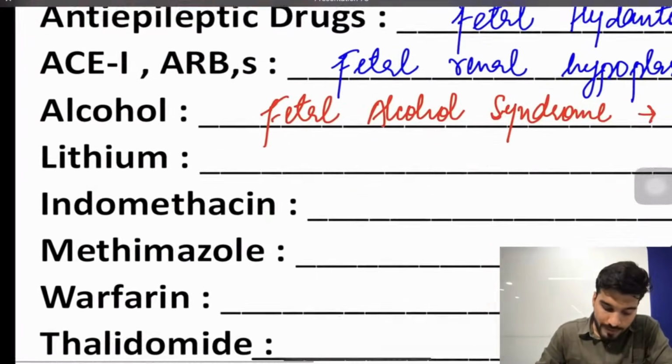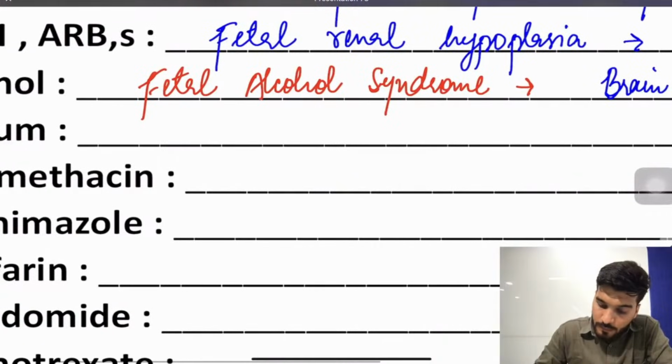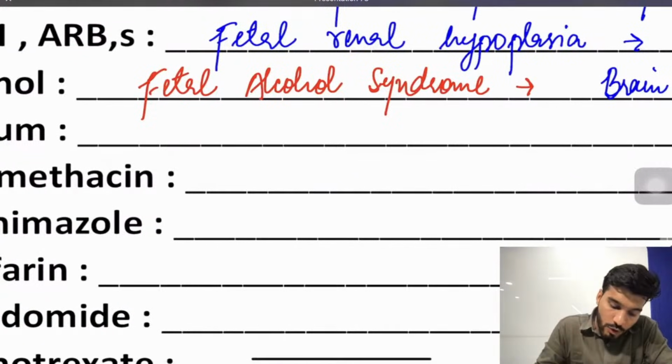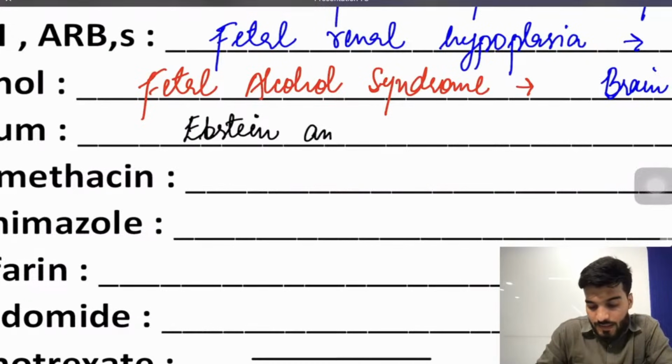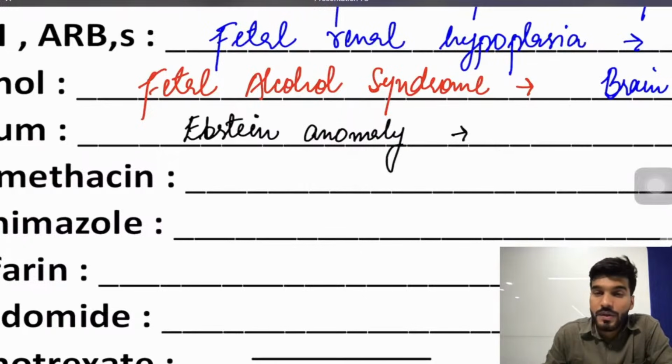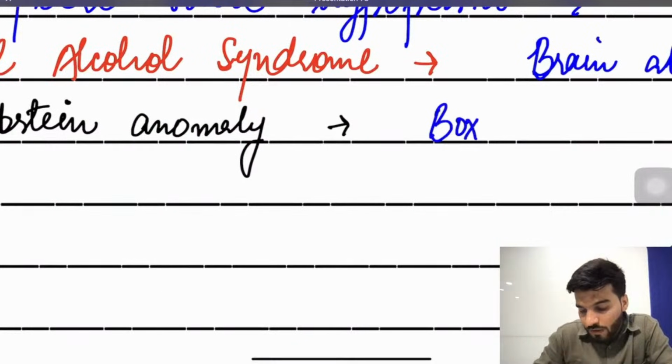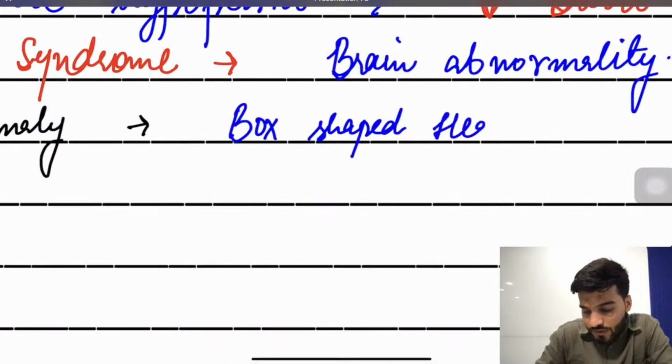Okay, followed by that, lithium. You already know lithium has a teratogenic effect on the heart. It causes Ebstein anomaly. A pediatric question can be asked: which shape of heart is seen in this Ebstein anomaly? You already know that's going to be box shaped heart.